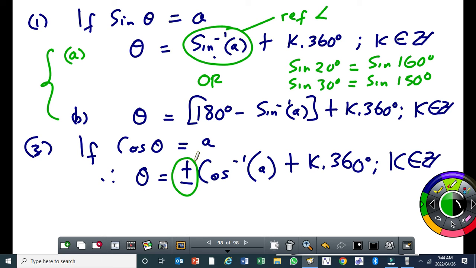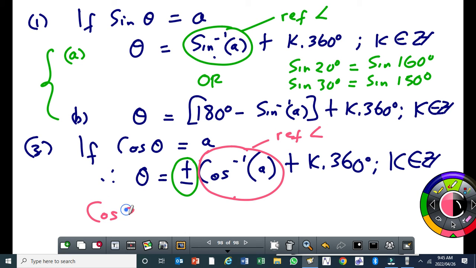Again, this is our reference angle, by the way. This is going to be the reference angle. And generally the reference angle we consider the positive, right? For cos, if I give you cos 20 degrees, by now you should know that this is equivalent to cos minus 20 degrees. Okay? You should know that by now.